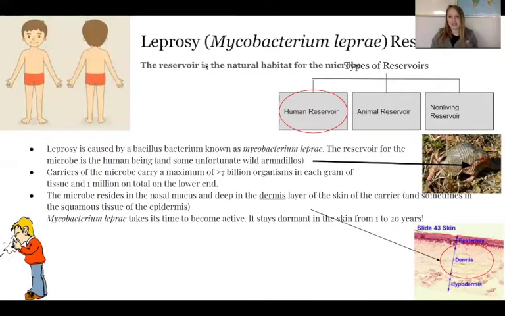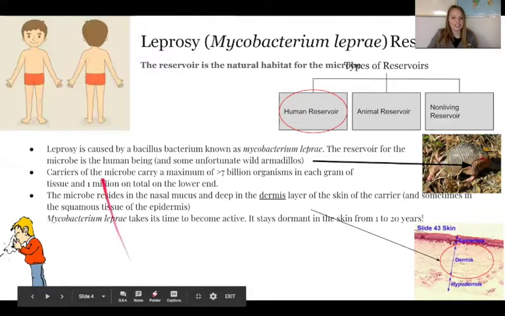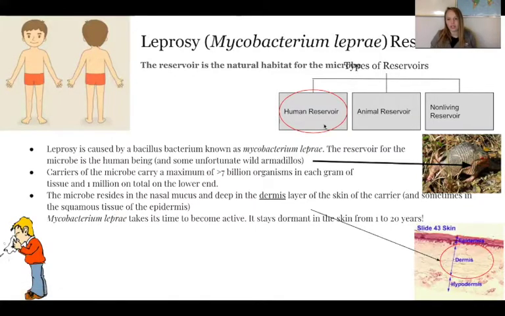Great, so I'll get to talk about the reservoir. The reservoir is the natural habitat of a microbe. And as you can see in our lovely little cartoon on the side, the reservoir for our disease, leprosy, is a human, which can be kind of confusing because it's also known that it has an animal reservoir. There are other mammals that can contract the disease, such as some unfortunate wild armadillos.